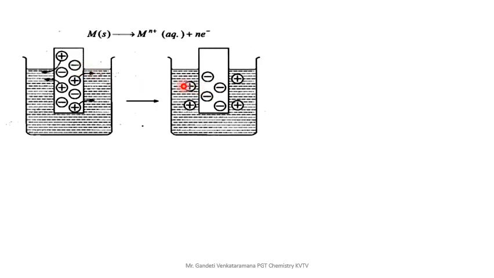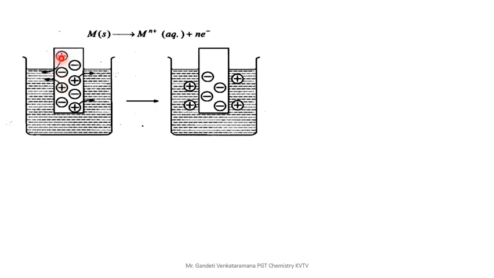Here what is happening? From left to right, what is occurring? What have you observed? Dear students, observe carefully. This is the metal combination, metal ions and electrons. Metal ions plus electrons, the total combination is called metal. Clear? In this case, what is happening?